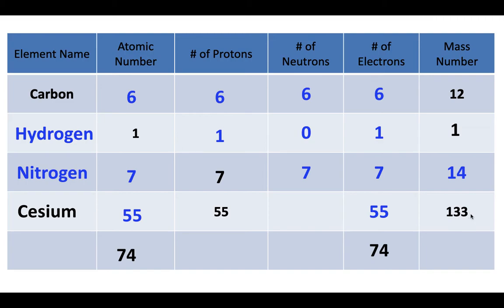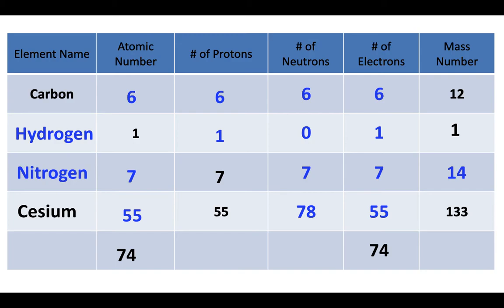And I do want to draw your attention to the mass number. If you look at the mass number, it does say 132.91. Since it was 132.91, we simply rounded up to 133. Now, in order to get your neutrons, you do the mass number minus the atomic number. So 133 minus 55, and you get 78.